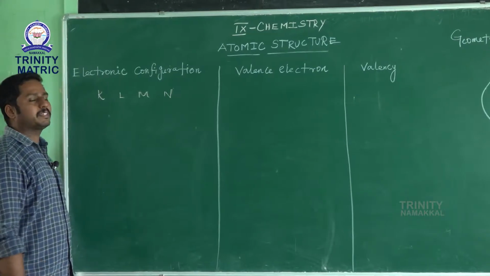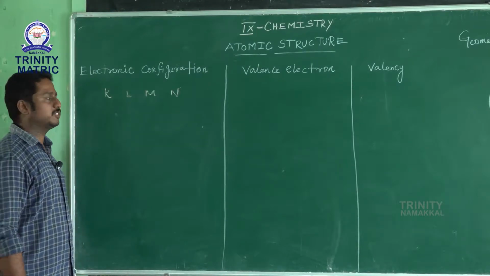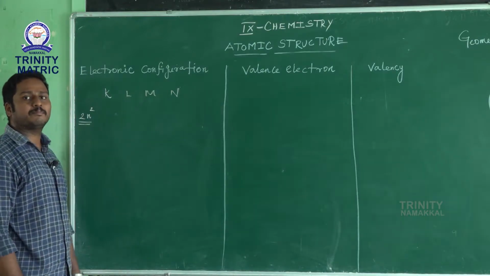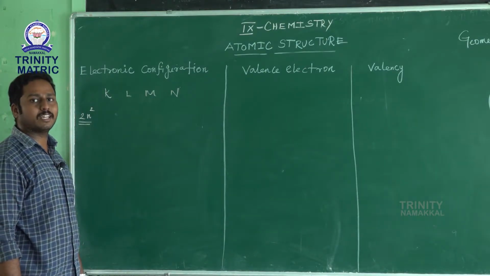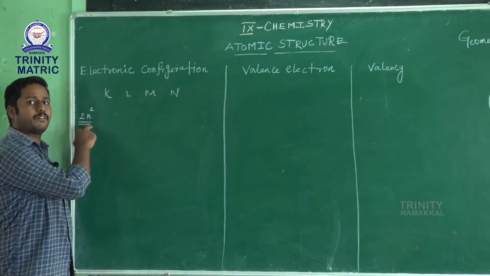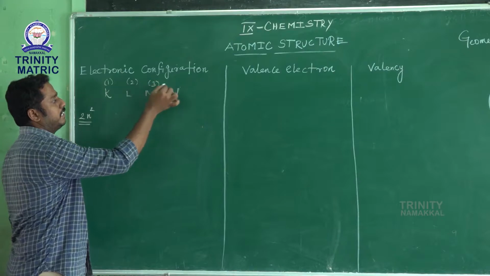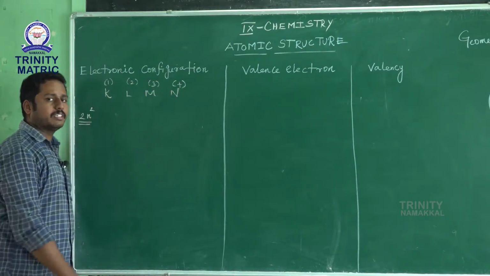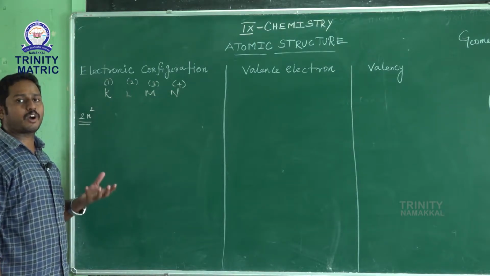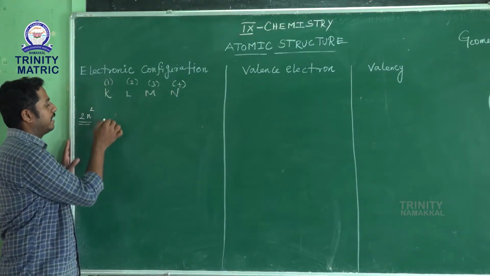So what is the maximum capacity of these shells? From the last class we can use the formula 2n square. The 2n square is used to calculate the maximum number of electrons which can be accommodated in a particular shell. Instead of n you can substitute the number of the particular shell. For example, K means 1, L means 2, M means 3 and N means 4. So instead of n you substitute those numbers, and you will get the maximum accommodation of electrons in the particular shell. So using the formula I can get the values.